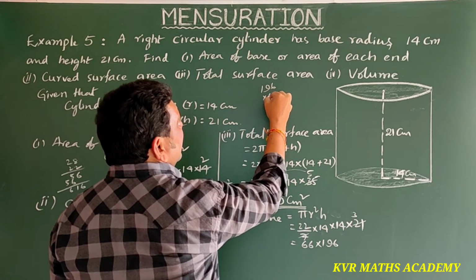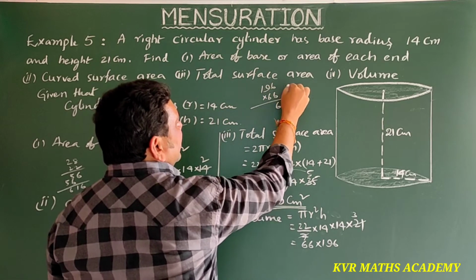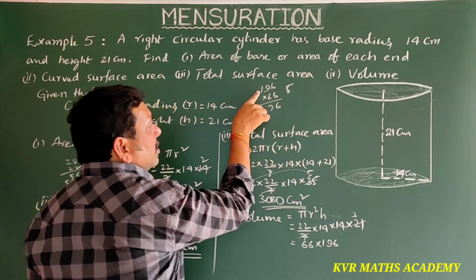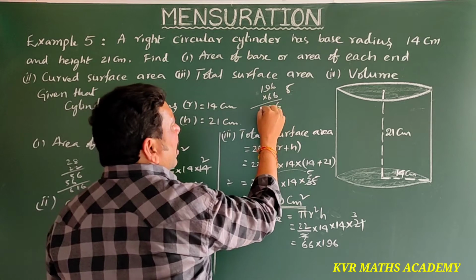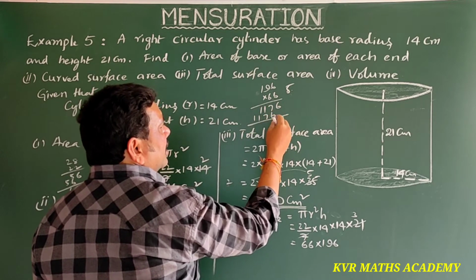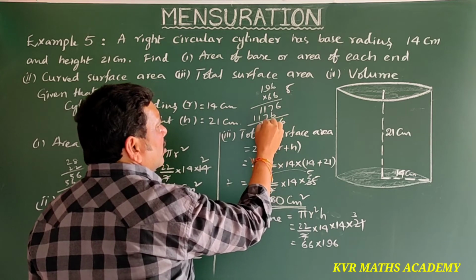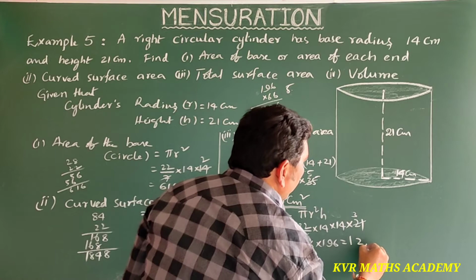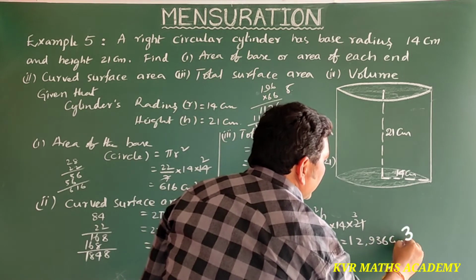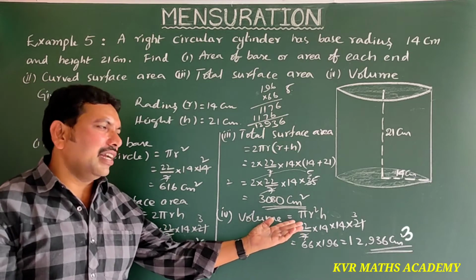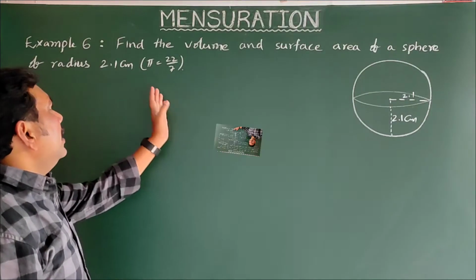196 into 66. 6 6s are 36, 3 6 9s are 54, 57, 5, 6 1s are 6, plus 5, 11. Again 11, 76. Add 6, 3, 9, 2, 1. So this is 12,936 centimeter cube. Understood about the calculations? Next.